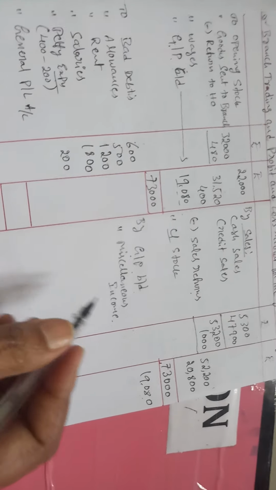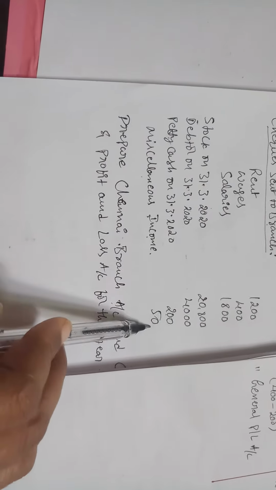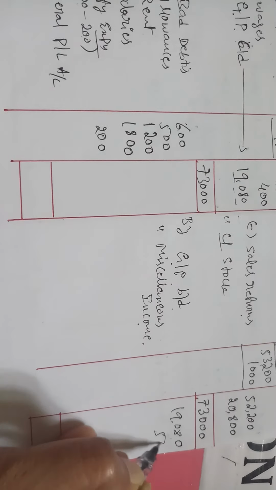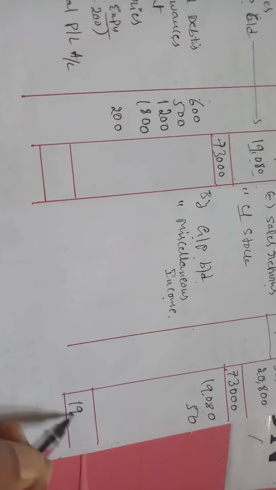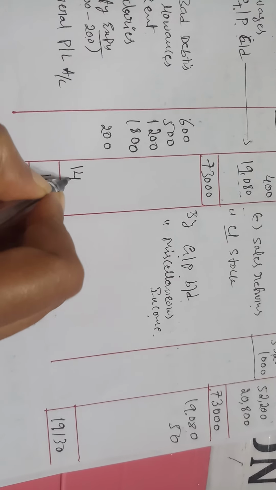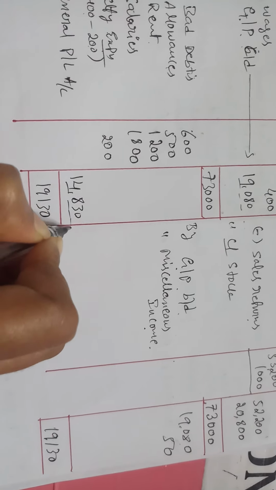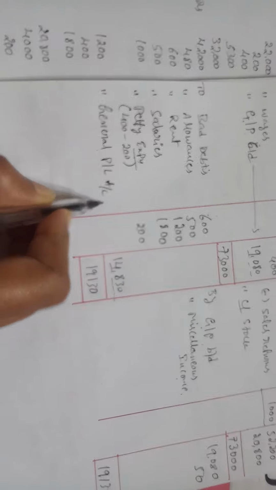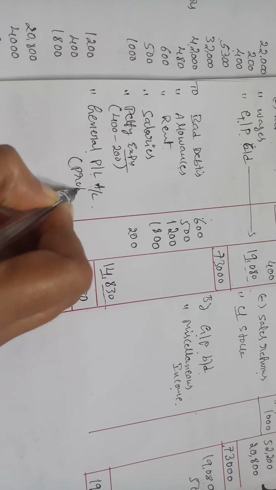Next, in the problem miscellaneous income is given, 50 rupees. This is the income, so I am writing 50 here. Total 19,130 rupees. The remaining balance is 14,080. This 14,080 rupees is the general P&L account profit.